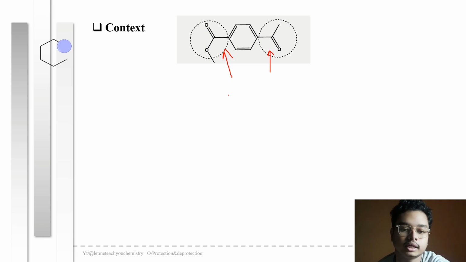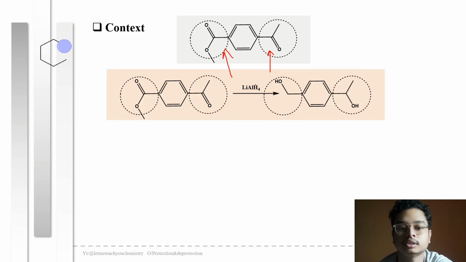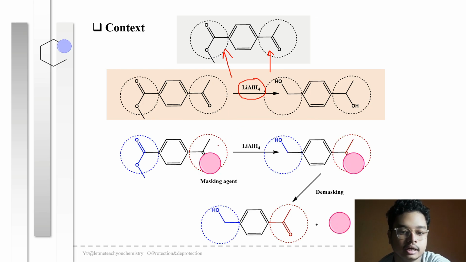So what do you do? What do the chemists do? Suppose you have only lithium aluminum hydride present in your lab, and you have to selectively reduce one group, either the carbonyl center or the ester center. But lithium aluminum hydride is not a selective reagent. It can reduce both of the groups here. So what do the chemists actually do? Chemists mask this carbonyl group, because we need to retain this group, but we need to reduce this group to the corresponding alcohol.